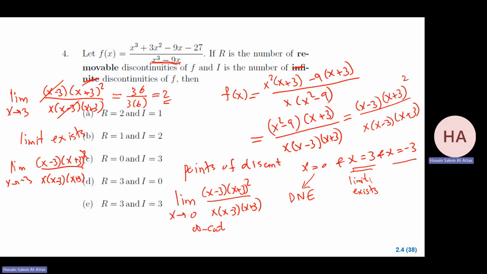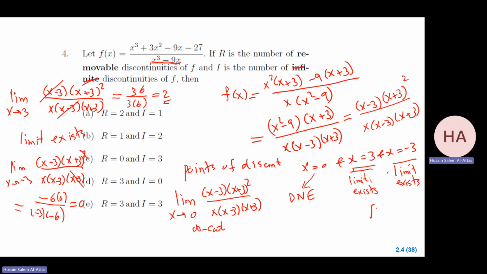I cancel this with this. You're getting minus 6 over minus 3 times minus 6, and have here 0. So the answer is 0. So the limit exists.